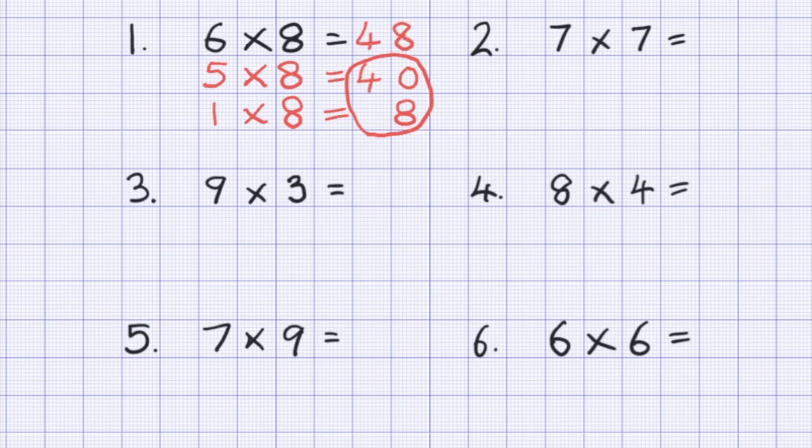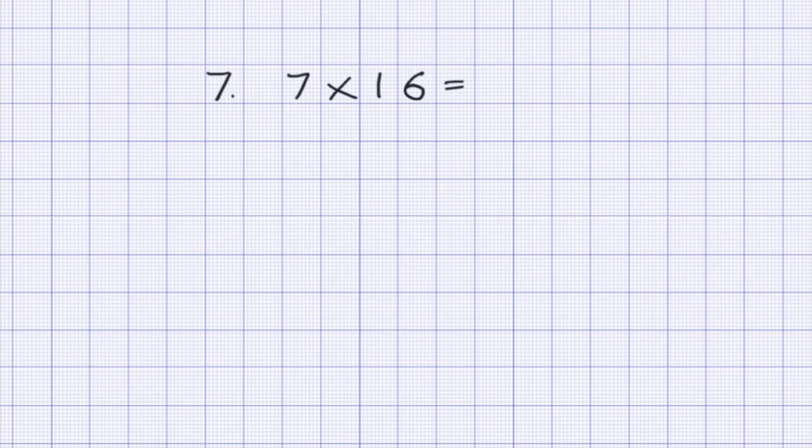So I'd like you to do the same with question 2, question 3, 4, 5 and 6. Then we have a bonus question here, number 7, and it is 7 times 16. So I want you to use the 5s as well as some other times tables that you might know. There's your clue there. Okay, I want you to show me the working and how you worked it out.